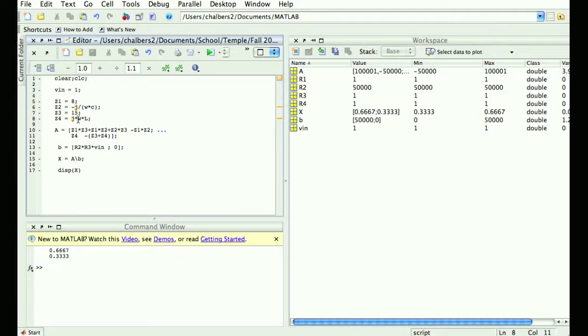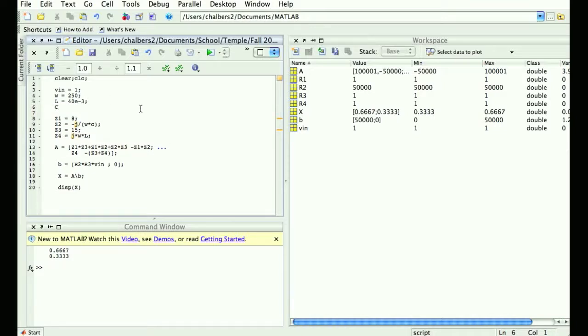Okay, so I know that omega equals 250, L equals 40 millis, and oh, what does C equal? We don't know what C is. So I'm just going to stick in a value. Okay? So let's just say 1 microfarad. I have no clue that that's the right answer. I'm just sticking it in as a placeholder so I can run this thing. Yes, sir? L should be 40 to the negative 3? Yes, it should be. Thank you.